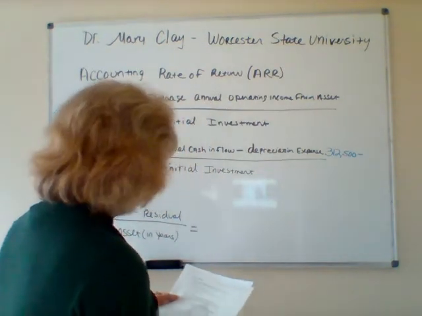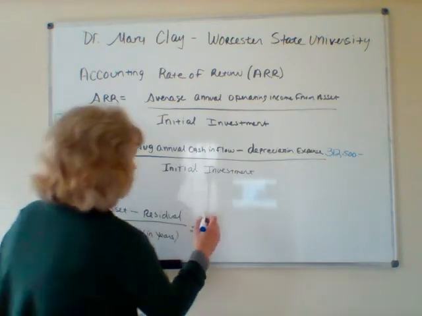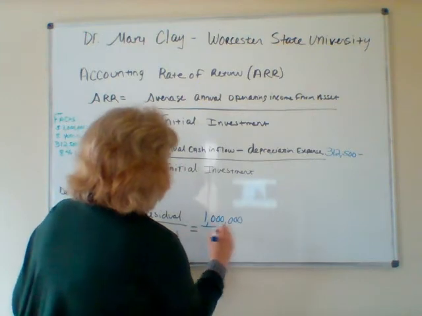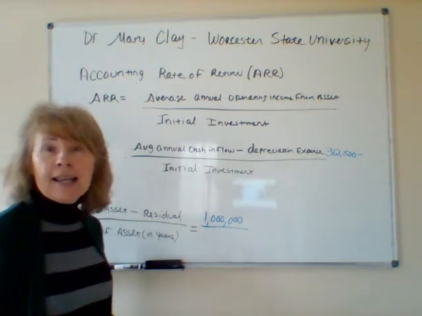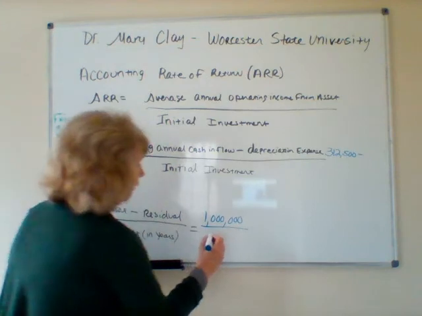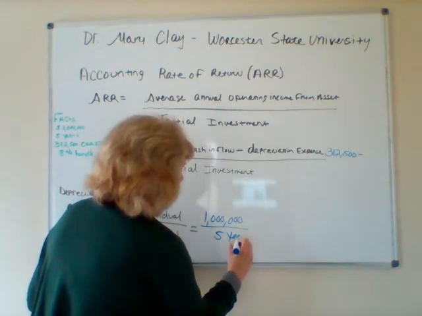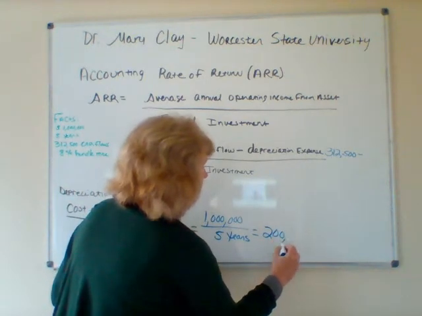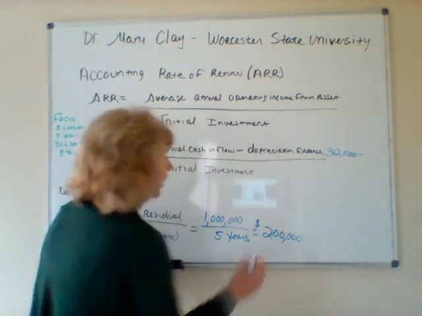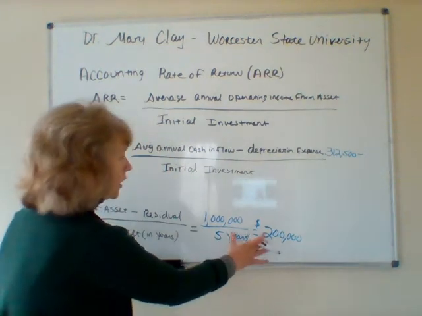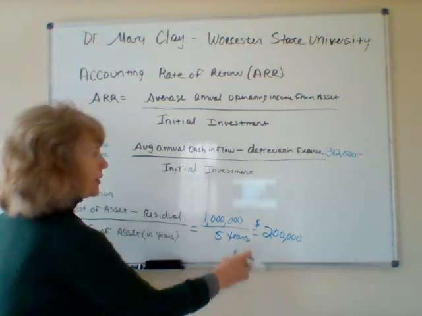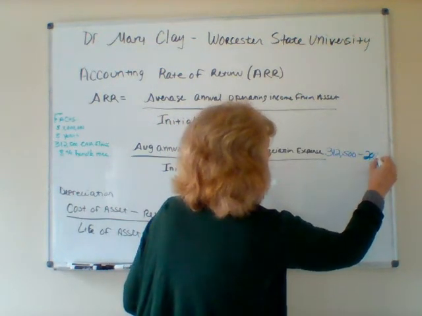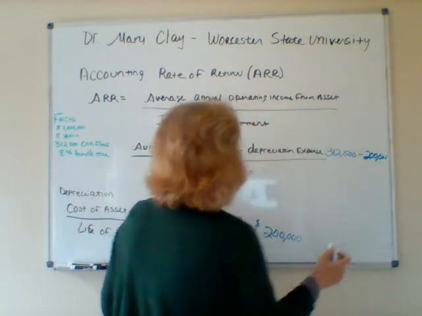So I put the cost of the asset, which is $1 million. And then I divide it by the life of the asset in years. They told me it's going to last 5 years. So I divide it out and I derive 200,000. Now understand what that number is. That is the depreciation expense for this asset. So I input that number, 200,000, and I'm going to subtract that.